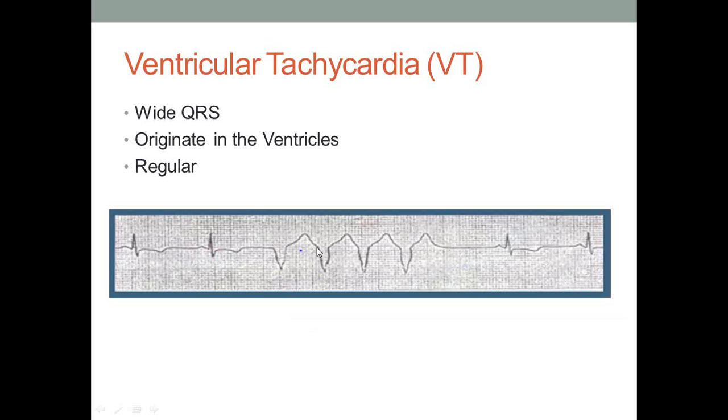So if I only had 1 of these complexes, it would be a PVC. If I had 2 of them, it would be a bigeminy. But because we have 4 of these ventricular beats, we consider it VTach, ventricular tachycardia. The rhythm with VTach is regular. So again, if you look at the distance between each of the QRS complexes within the run of VTach, it's the same. So this is regular.